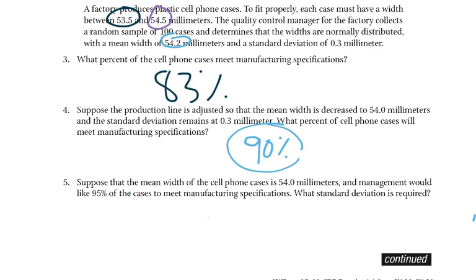Alright, now question 5. Suppose that the mean width of the cell phone cases is 54, and management would like 95% of the cases to meet manufacturing specifications. What standard deviation is required? Alright, so now we're trying to go with a z-score. Remember, 95% is negative 2 to positive 2, right?